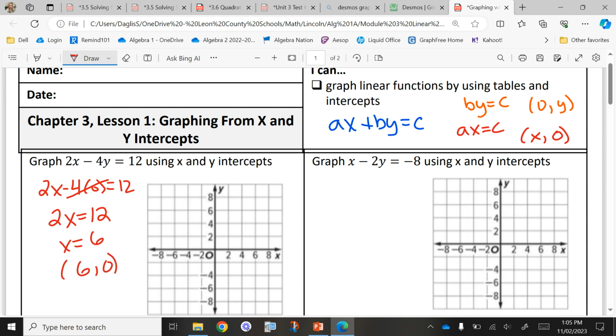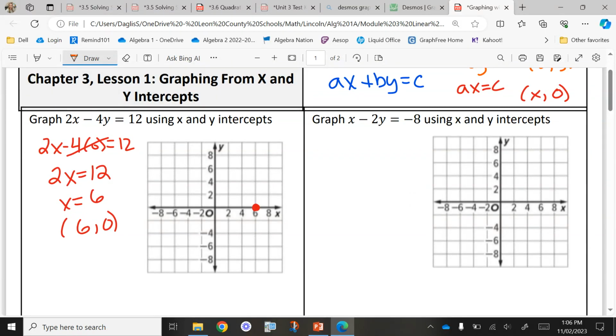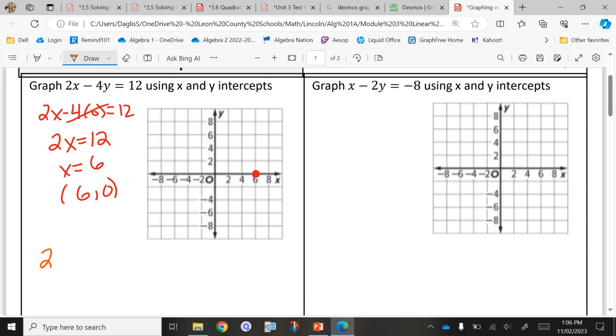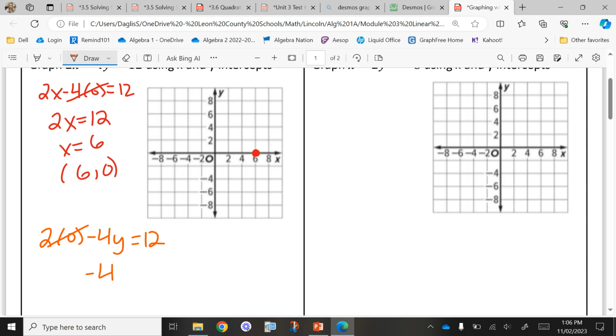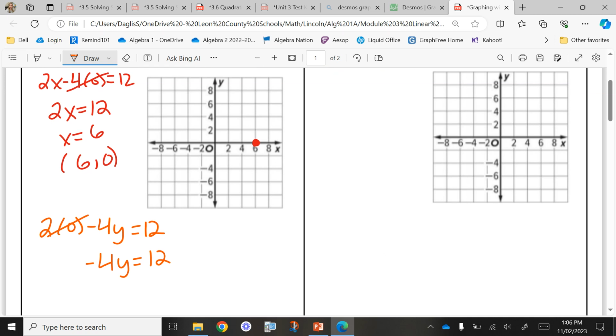So remember, there's my x's. Find where x is a 6 and put a point. We're going to do it again, but with my y's. So for a y-intercept, we make our x 0. So 2 times 0 minus 4y equals 12. 2 times 0 is 0. Don't need that. Now we're left with just negative 4y equals 12. What is y? Don't say 3. Negative 3. There you go. We divide both sides by negative 4, and we get negative 3. So my y-intercept is 0, negative 3.